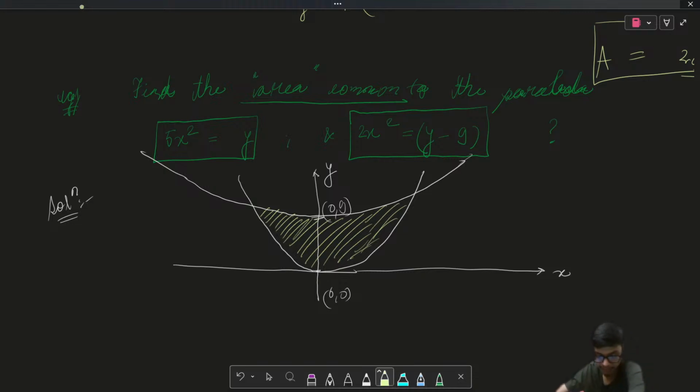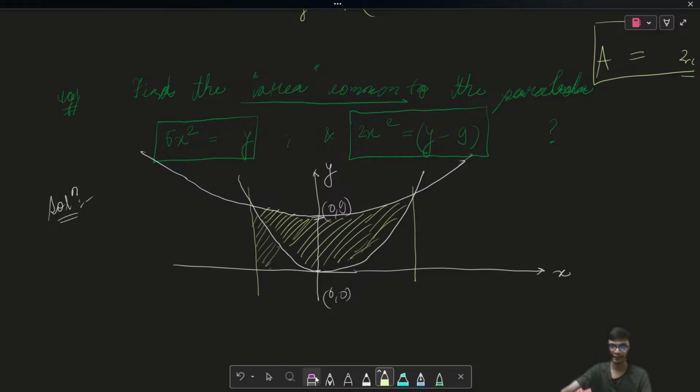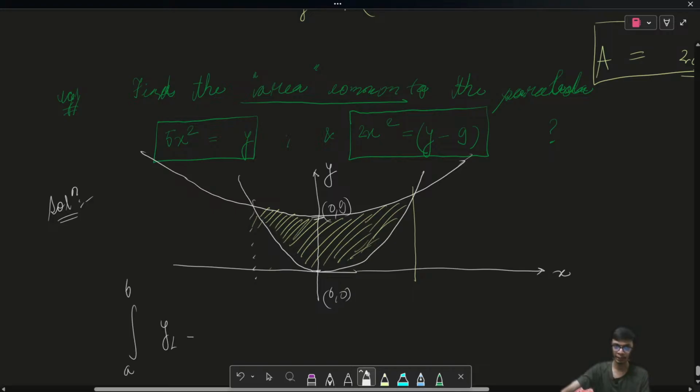In such examples, the figure is the most essential thing, because without a figure it becomes difficult to judge whether y1 is to be subtracted from y2 or not. Generally, when we solve questions for the area bounded by two curves, the fundamental idea is that you find the area bounded by the upper curve and the area bounded by the lower curve, and then subtract. So we do y1 minus y2, take the mod of it, and integrate with dx. This gives you the area in between two curves.